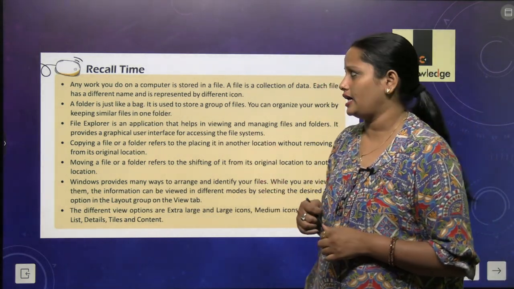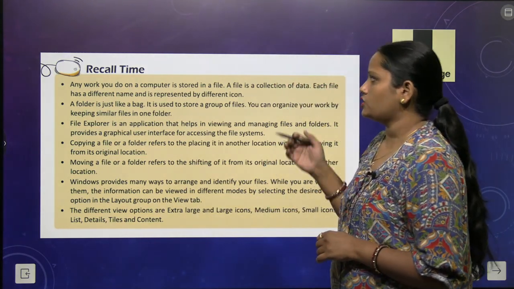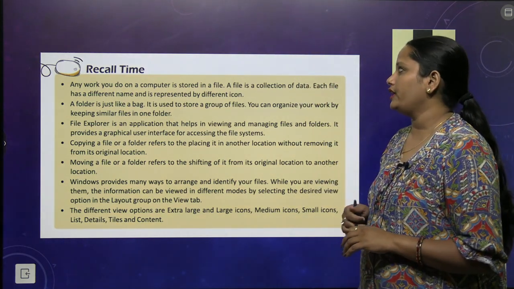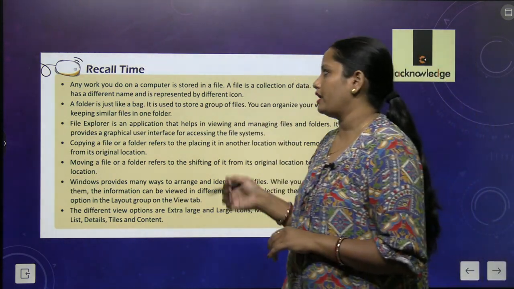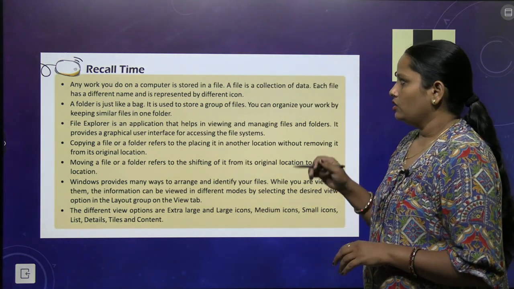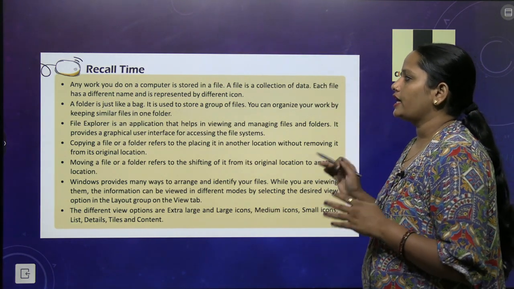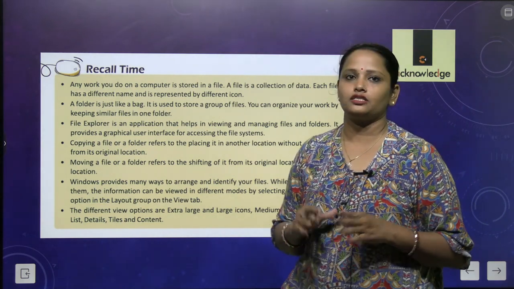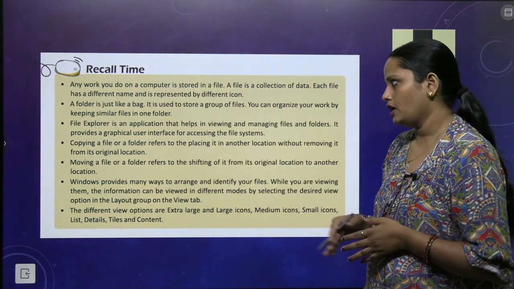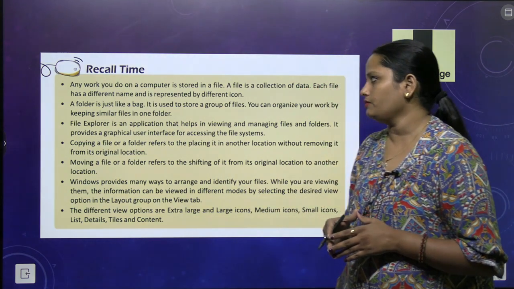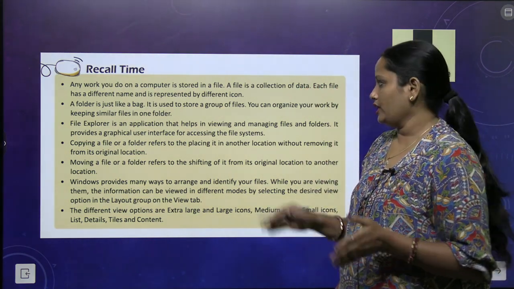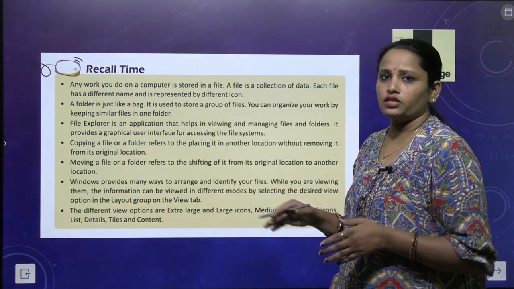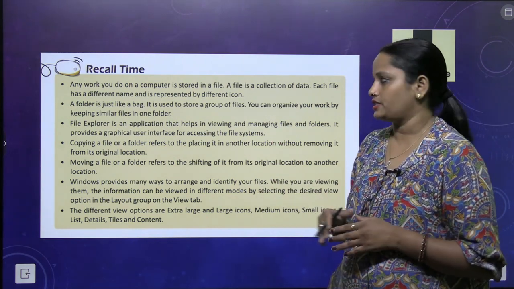Now let's come to recall time. Any work you do on a computer is stored in a file. Whatever work we do in a computer, it is stored in a file. A file is a collection of data. Each file has a different name and is represented by a different icon. Next, a folder is like a bag. It is used to store a group of files. You can organize your work by keeping similar files in one folder. Next, File Explorer is an application that helps in viewing and managing files and folders. It provides a graphical user interface for accessing the file system.